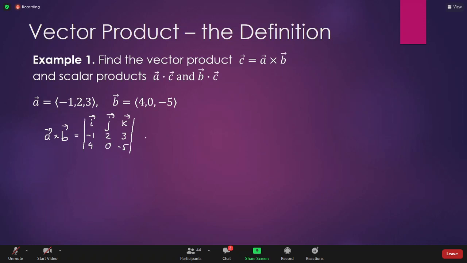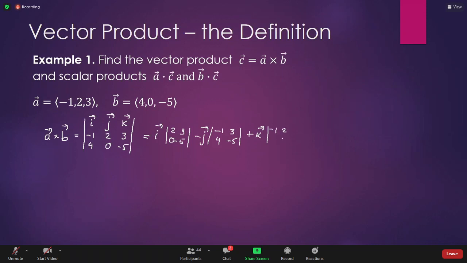And so we might write that this is the vector i times the minor, evidently 2, 3, 0, minus 5, minus vector j times the minor minus 1, 3, 4, minus 5, and plus vector k times its minor, minus 1, 2, 4, 0. With a little bit of experience, of course.